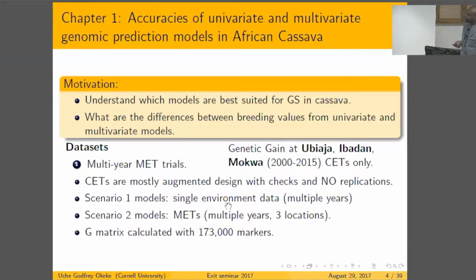So we fit different sets of models. In the first scenario, we fit models using data from a single environment, but multiple year data. In the second, we fit multi-environment trials to capture G by E. And we use GBS data to calculate the genomic relationship matrix from about 173,000 markers.